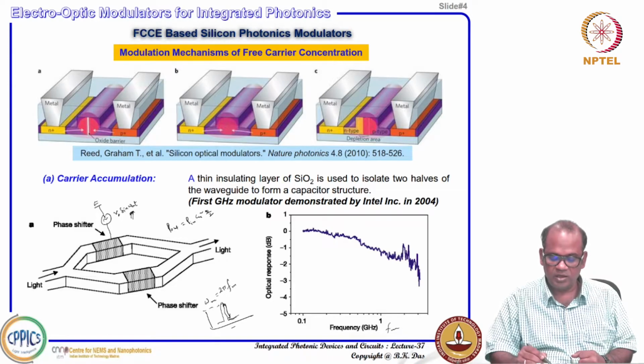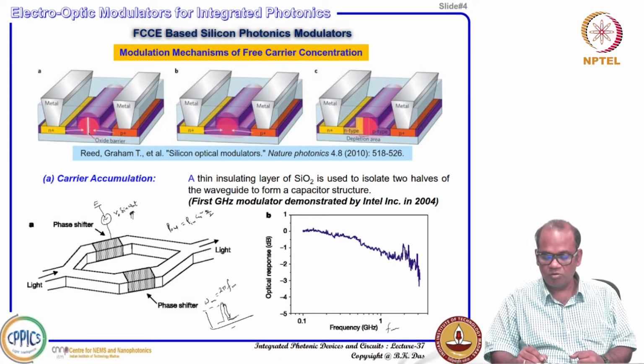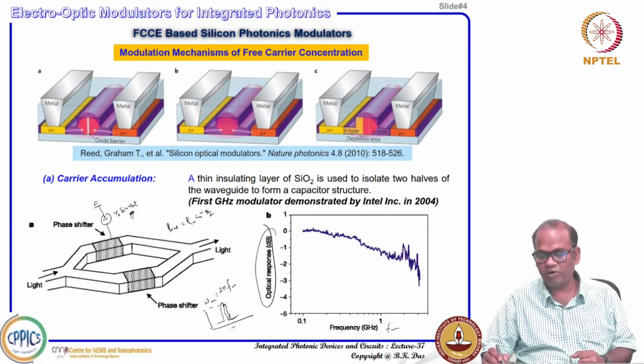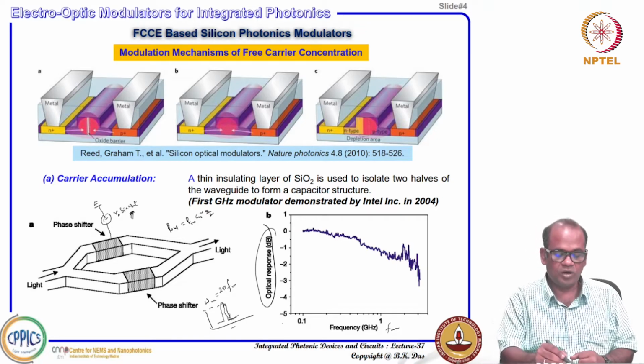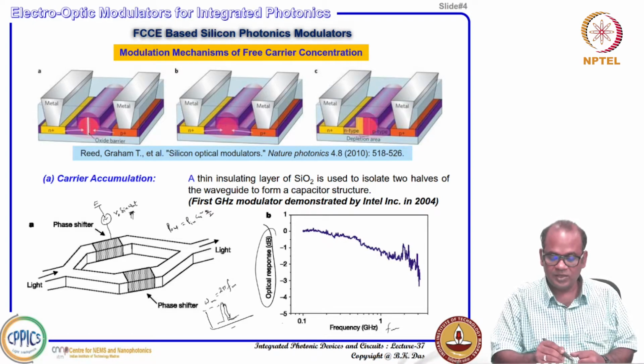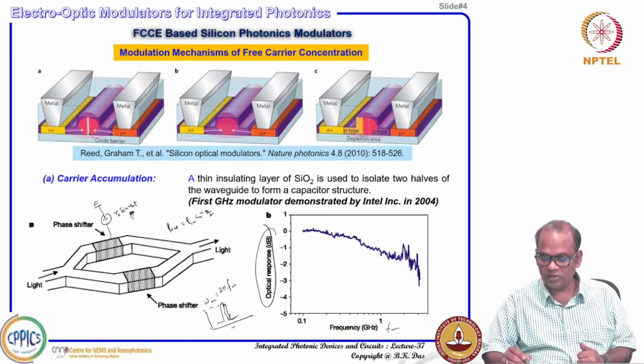This variation is actually the modulation response, the optical response, I would say, the modulation depth. So this modulation depth is called the optical response. This optical response can vary as a function of frequency, because as the frequency gets higher and higher, the carrier movement may not be fast enough to follow that frequency. That is the reason the modulation depth or optical response changes. So that is how the modulation response is slowly reducing.